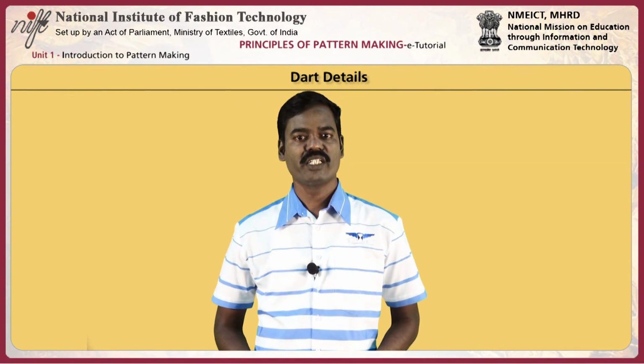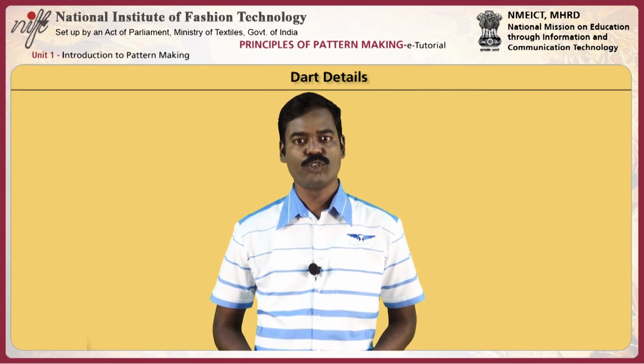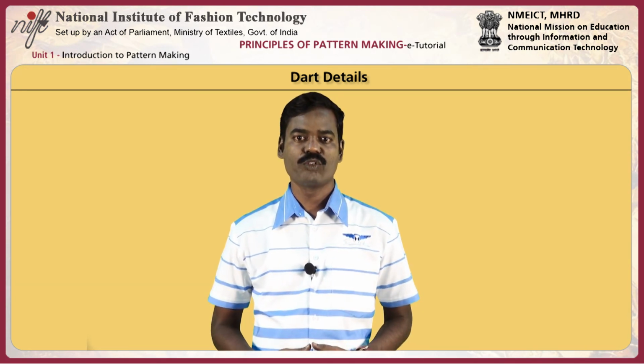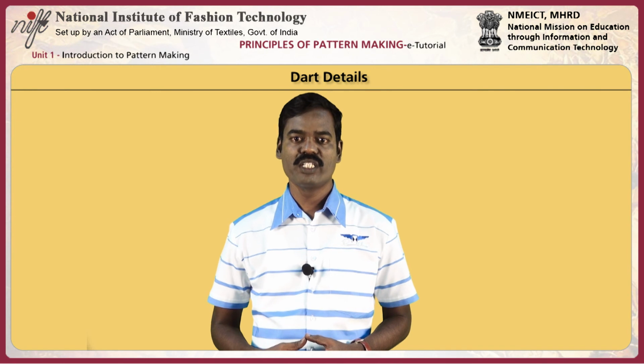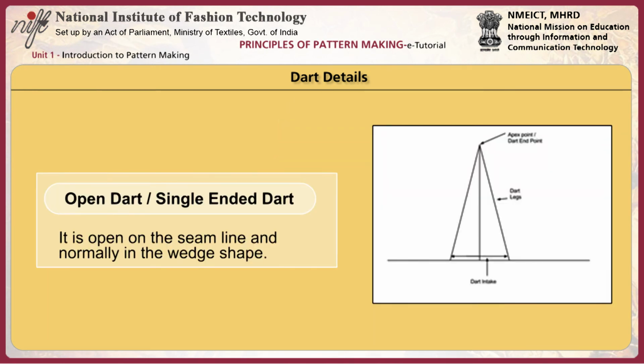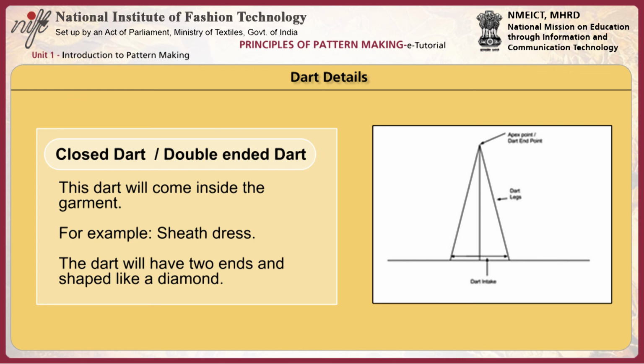There are various kinds of dart details such as open dart or single ended dart, closed dart or double ended dart, dart size, dart length and shape. We will now look at each of these. Open dart or single ended dart is open at the seam and normally in a wedge shape. A closed dart or double ended dart will come inside the garment, for example, in a dress. The dart will have two ends and will be in a diamond shape.